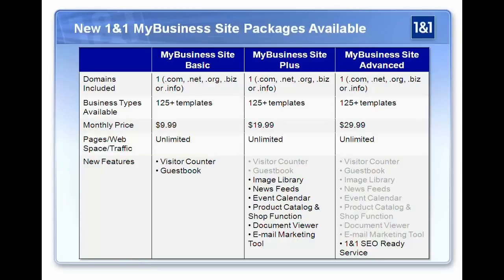So there is the original My Business Site package. We call it our basic one. It's going to be $9.99 a month. You're going to have your choice of over 125 business templates. You're going to get a free domain with it, included for free as long as you're a 1&1 customer. You're going to get unlimited space, pages, and traffic, so you don't have to worry about any kind of limits there. And you're going to have access to all of the basic editing features available within the My Business Site, whether that's putting in images or photo galleries or YouTube or text or what have you. All the basic things that you need to get yourself started are going to be in that package.